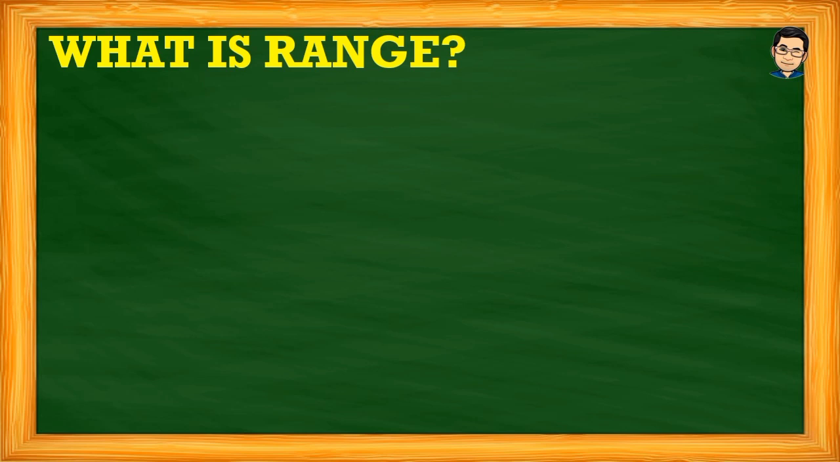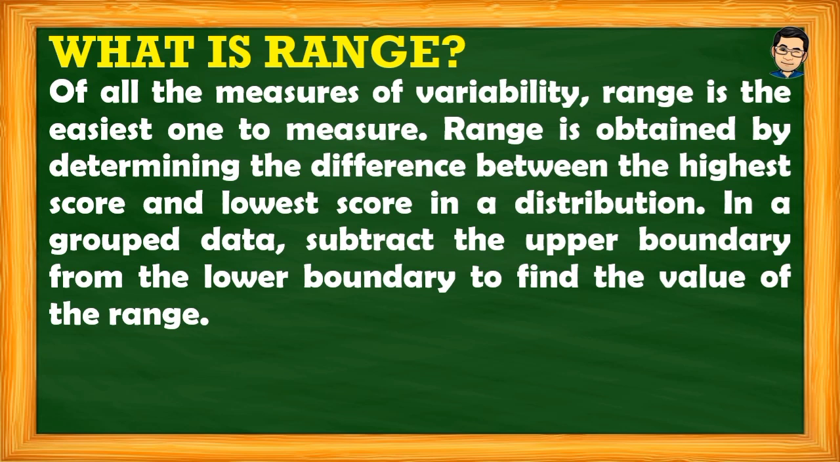To start our discussion, what is range? We often hear about it in the frequency distribution table, as well as in measures of central tendency. Of all the measures of variability, range is the easiest one to measure. It is easy to compute. Why? Because range is obtained by determining the difference between the highest score and the lowest score in a distribution.